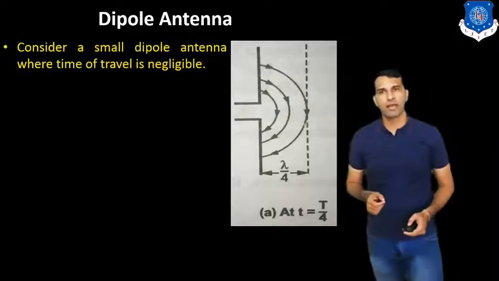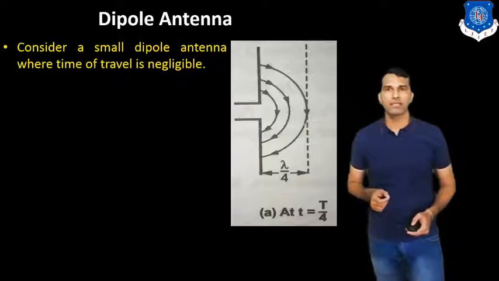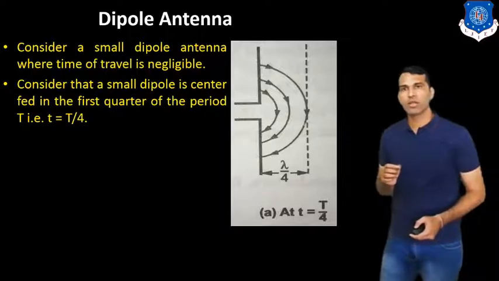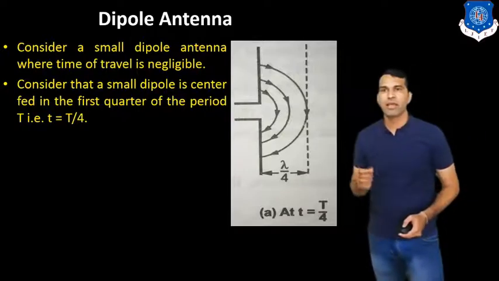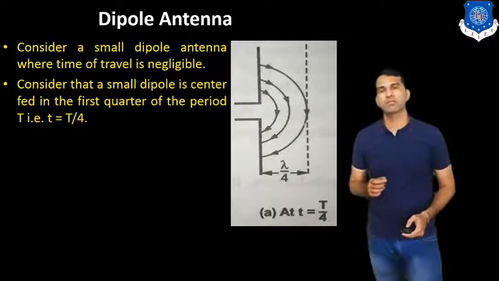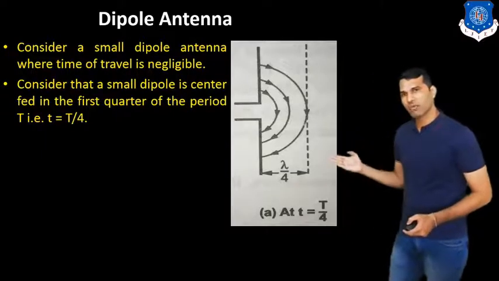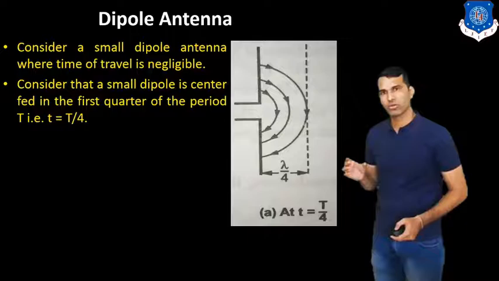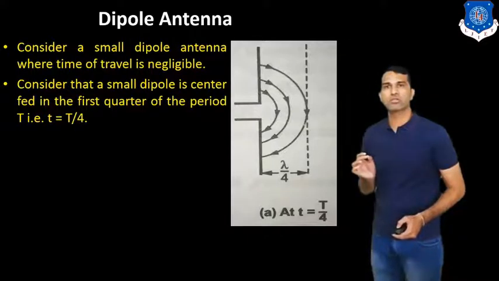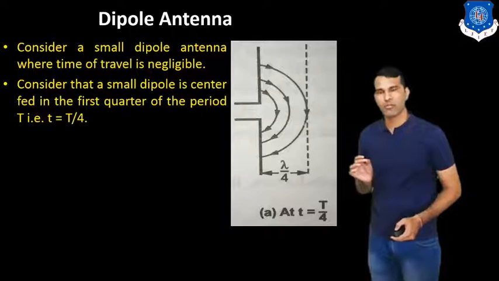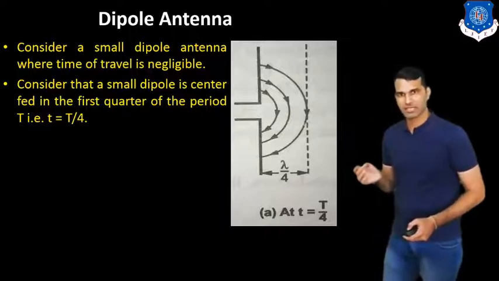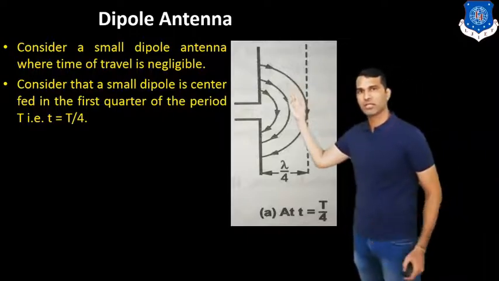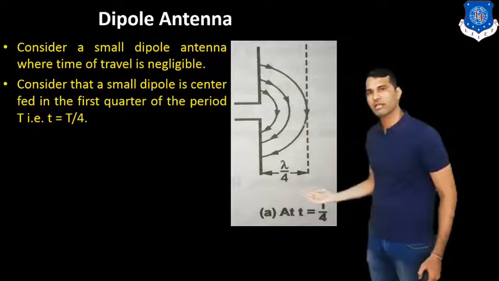Consider a small dipole antenna where the time of travel is negligible. Consider that the small dipole is center fed in the first quarter of the period, t equals T by 4. So here, at the center of the wire, we have given the feed mechanism. Due to this, at the time t equals T by 4, or we can say lambda by 4, the positive cycle is created, and on the upper side a positive charge is created, and the lower side has a negative charge.